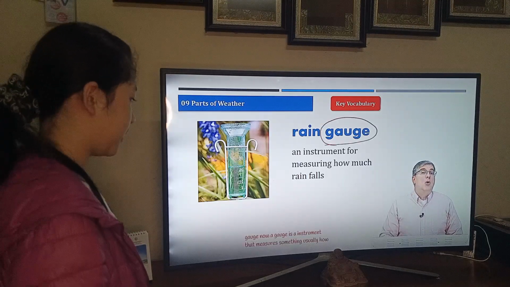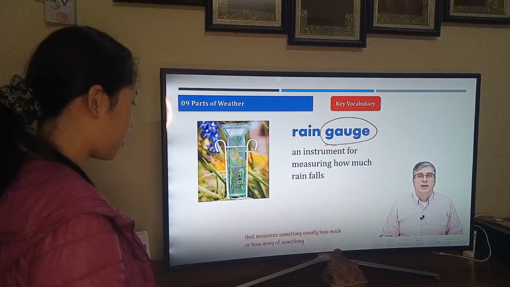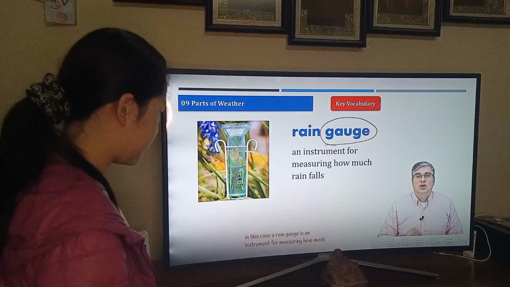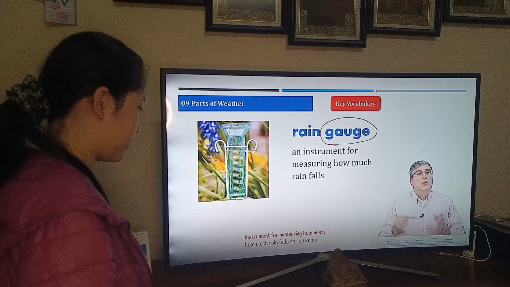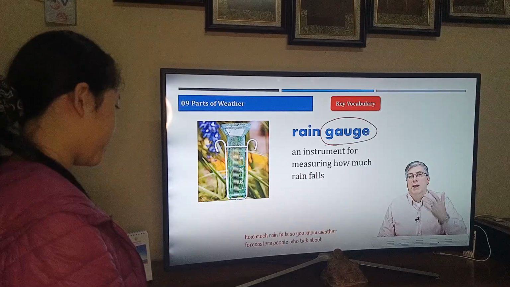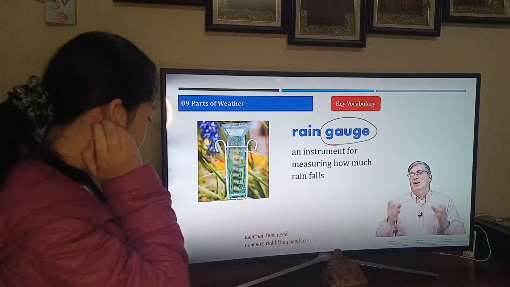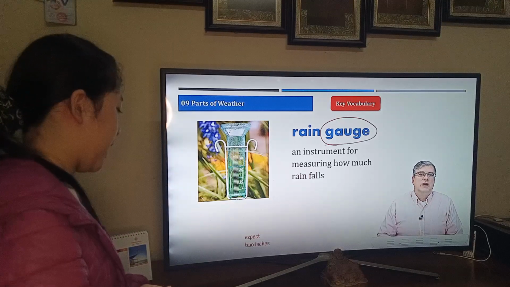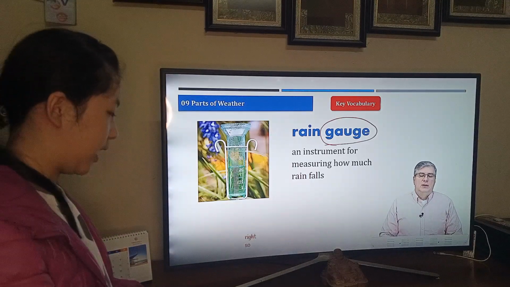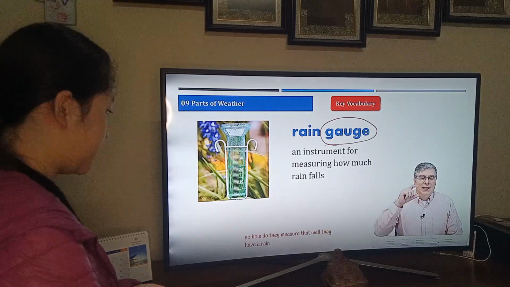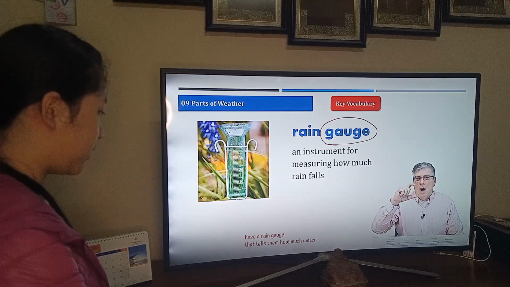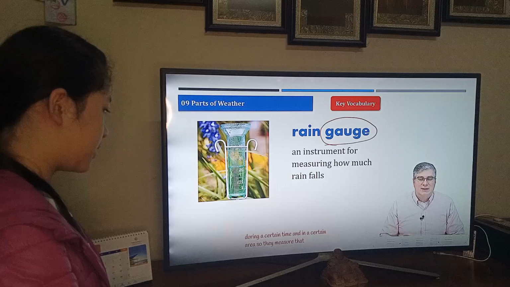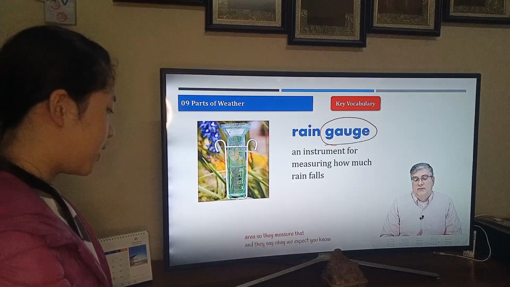Gauge. Now, a gauge is an instrument that measures something, usually how many or how much of something there is. A rain gauge is an instrument that measures how much rain falls. So you have to always look at the numbers. They predict exactly 2 inches of rain. That's a lot of rain, right? So how do they measure that? Well, they have a rain gauge that tells how much water would fall during a certain time, within a week. So they measure that.